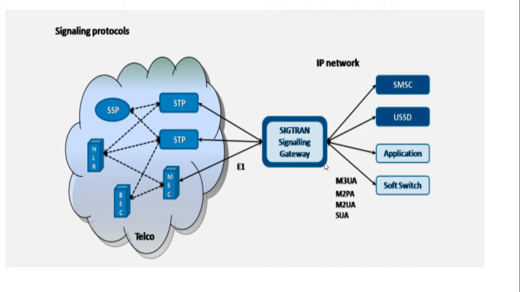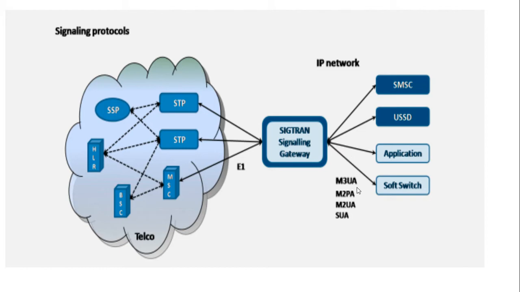M3UA, which is known as SIGTRAN, is one of them. There are other protocols like M2PA, M2UA, and SUA. These are various other protocols used for SS7 communication also. M3UA I am going to discuss particularly in this video. I will describe these other protocols in other videos as well.